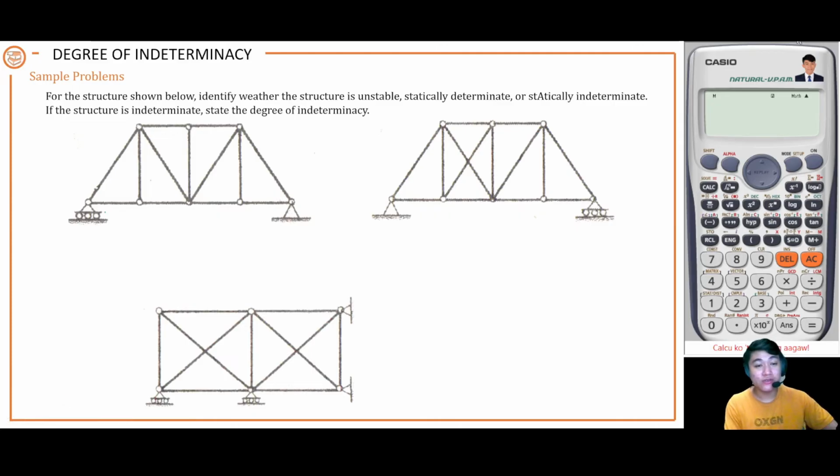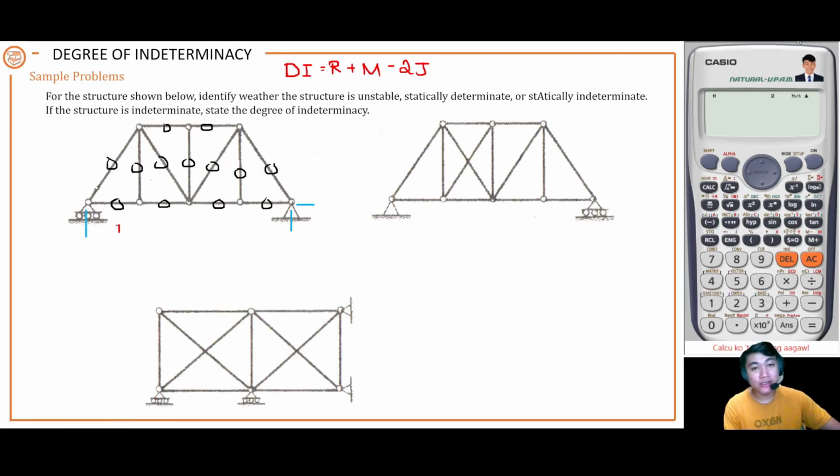For the reactions, for roller, we have 1. For hinge, we have 1, 2. The formula for the degree of indeterminacy for trusses, so DI is equal to R plus the number of members minus 2 times the number of joints. So for members, bilangin natin kung ilan yung number of members. So you have 1, 2, 3, 4, 5, 6, 7, 8, 9, 10, 11, 12, 13 number of members.